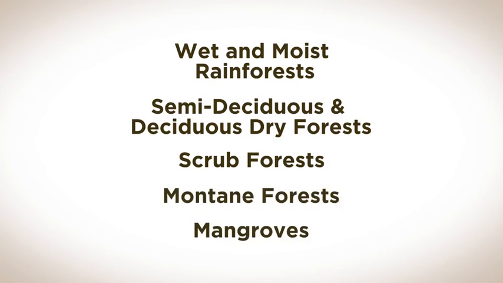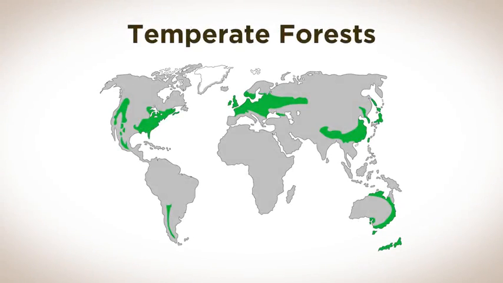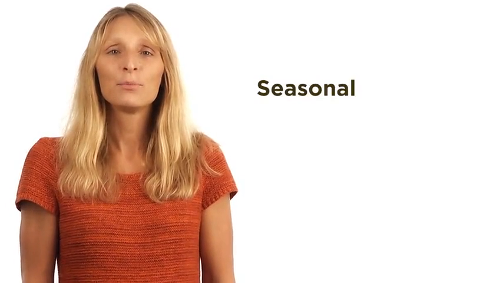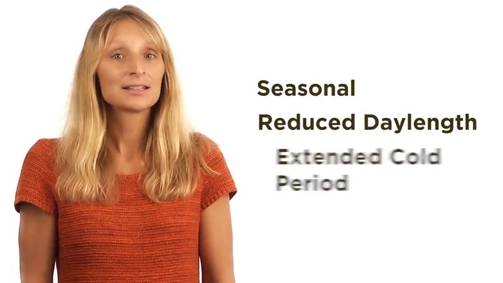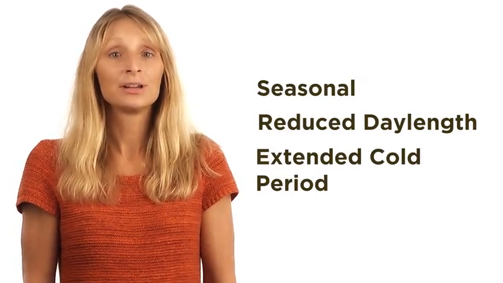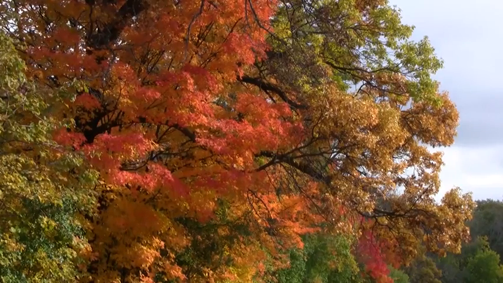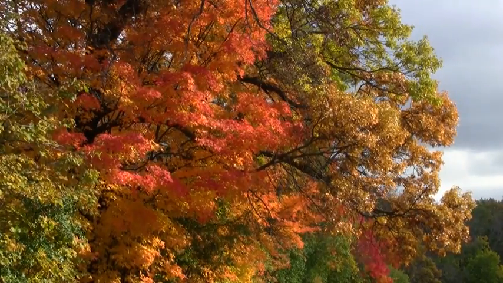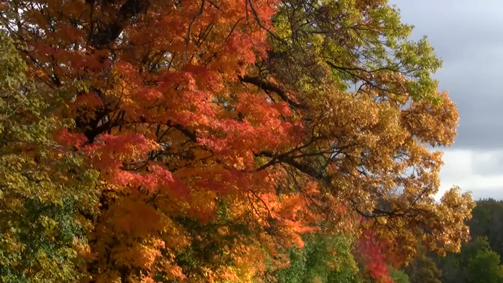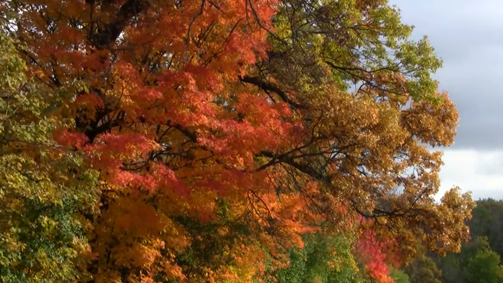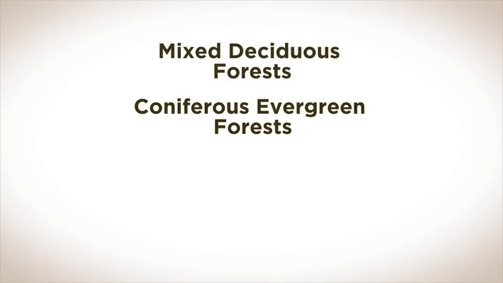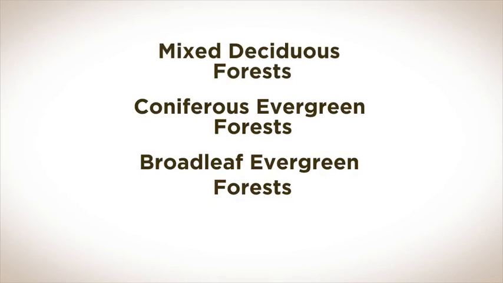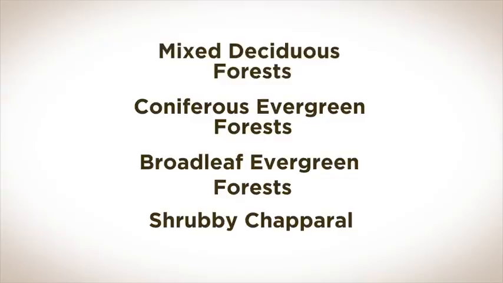Temperate forests occur to the north and south of the tropics and are subject to greater seasonality, with markedly reduced day length and an extended cold period during winter every year. Temperate forests usually have a mix of broadleaf trees and conifers. Many broadleaf trees, like maples and oaks, are deciduous, losing their leaves in winter. Temperate forests include mixed deciduous forest, coniferous evergreen forests, broadleaf evergreen forests, and shrubby chaparral.